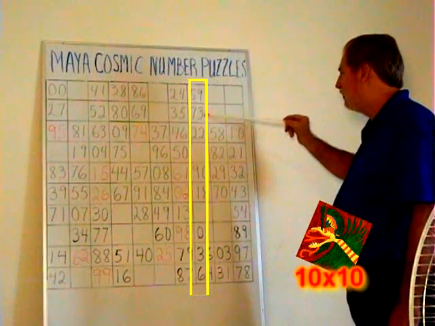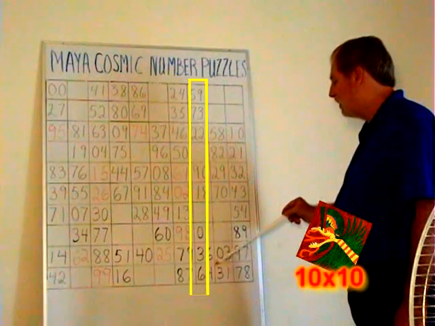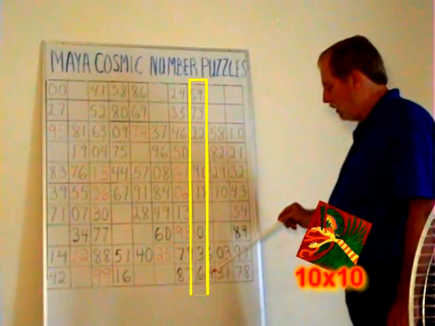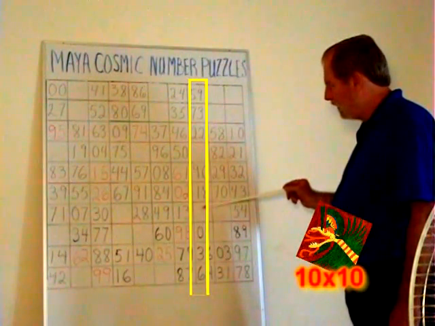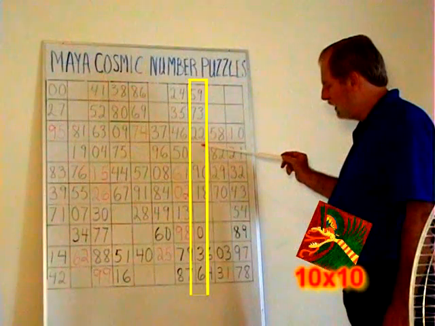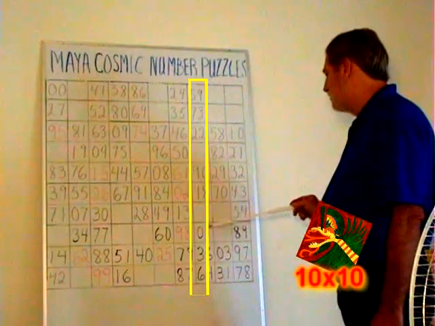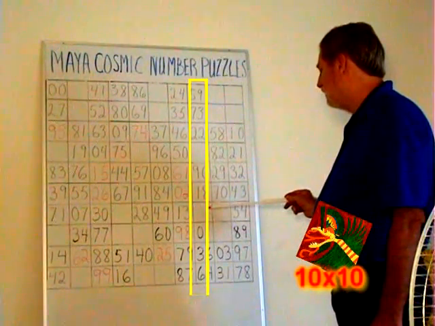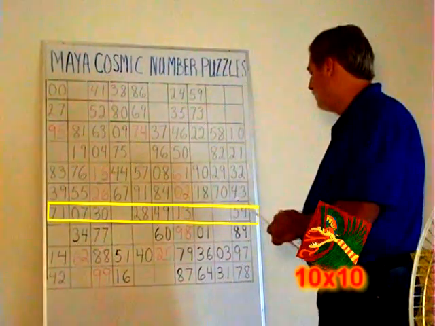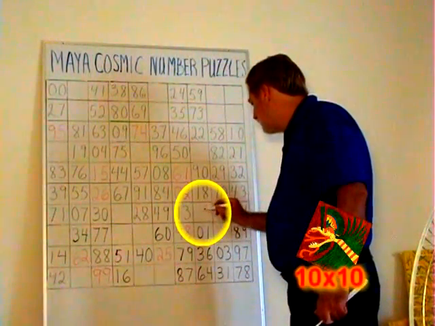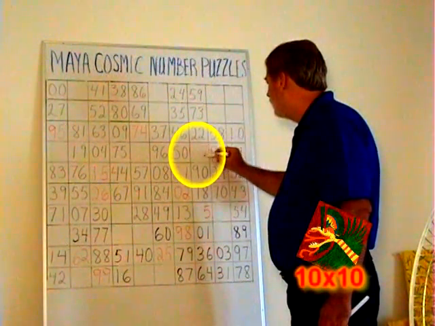We have a 9, a 3, a 2, a 0, an 8, a 1, a 6, and a 4. So we are missing a 5, and we are missing a 7 somewhere in this row. So if we have a 5 and a 7, we see that there is already a 7 here. So that means that the 5 has to go here. And the 7 has to go here.